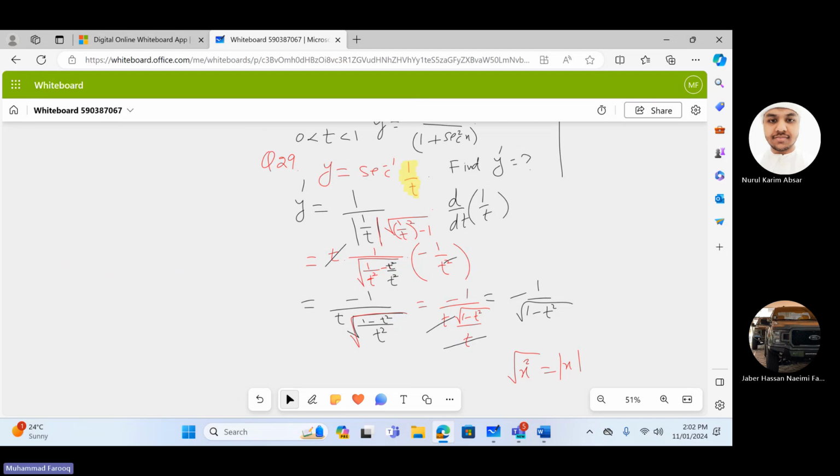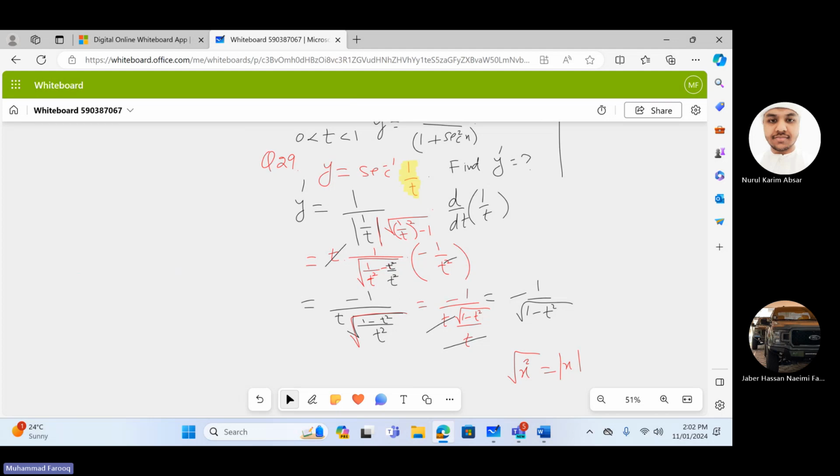Actually, in the exams, you have to simplify this. Yes, please. You have the marks of simplification. Otherwise, you get half marks just for the differentiation, because the rule is given to you. You only have to apply the formula.